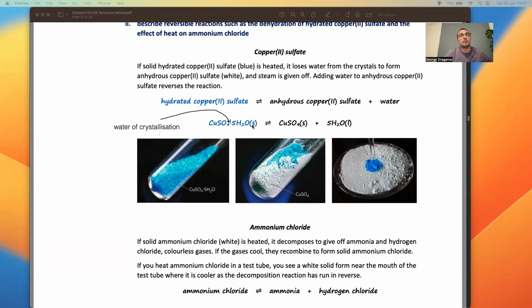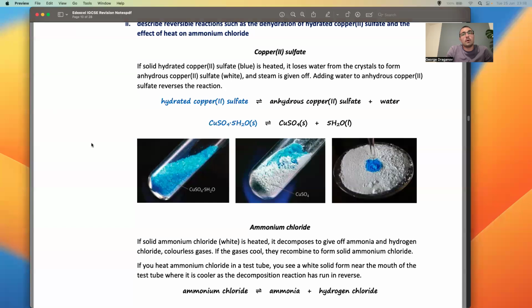You'll notice the state symbols are solid and solid because the white solid turns to a white solid. Now, you can reverse the reaction because if you take your white solid and you add some water to it, it turns blue. And that's because this plus this makes this. And that illustrates a reversible reaction. You lose the water at the beginning and you turn white. When you add the water back in, you turn blue. It is an endothermic process, but you will discuss more of this with me when we do the equilibrium topic.